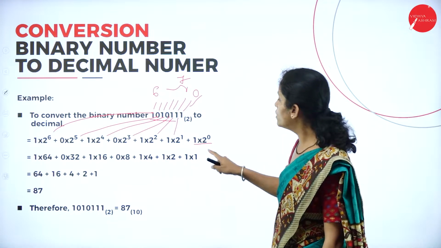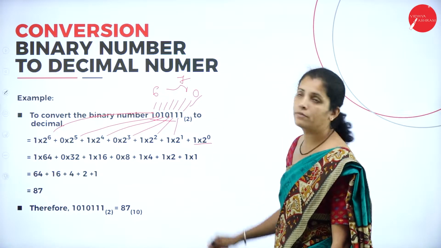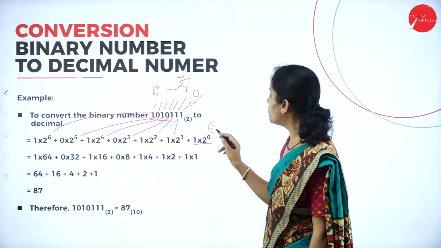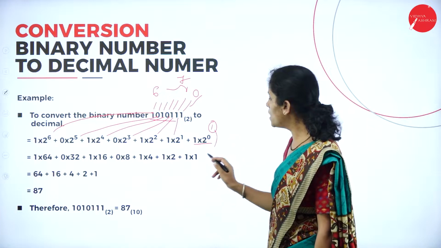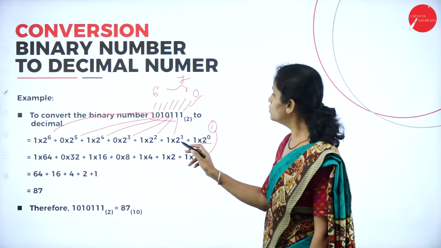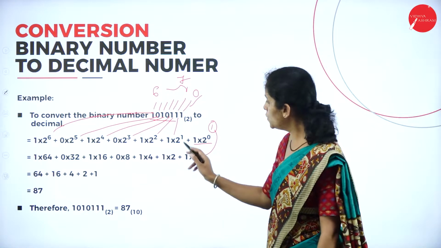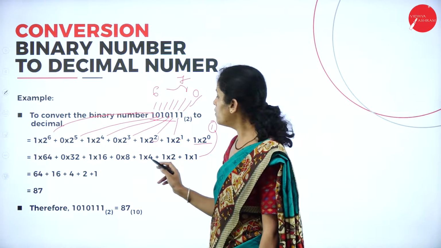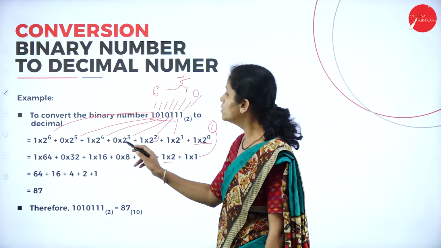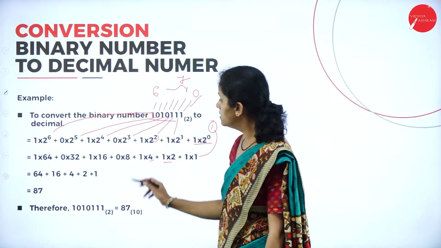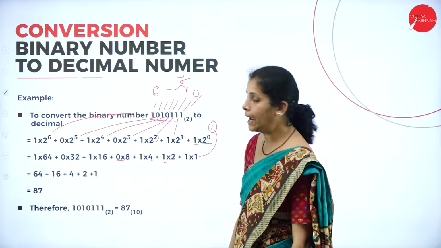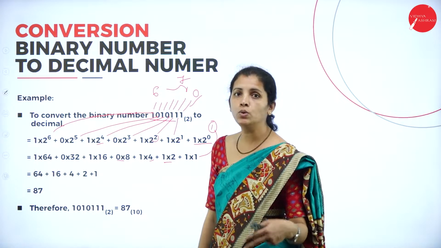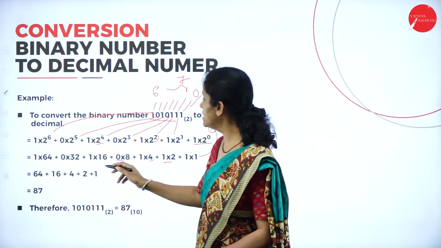Now, I want to find the power first. So, 2 to the power 0, by the mathematical property, it is 1. So, 1 into 1, it is 1. Now, 2 to the power 1, it is 2. 2 into 1, here it is 2 to the power 2, which is 4. So, 1 into 4, 2 to the power 3, it is 8. So, 0 into 8, 2 to the power 4, it is 16. That is 2 into 2 into 2 into 2, it is 16.